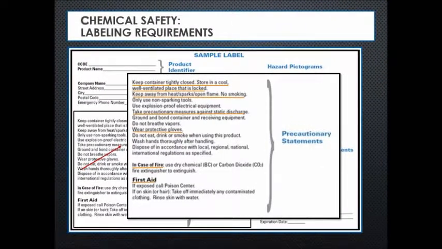The next section is precautionary statements. This very important section contains vital information for the user, such as safe handling requirements, required personal protective equipment or PPE, in this case protective gloves, instructions for putting out a fire, and first aid directions. Before using a chemical, you should always familiarize yourself with the precautionary statements. This information is key to protecting yourself from any hazards the materials may present.